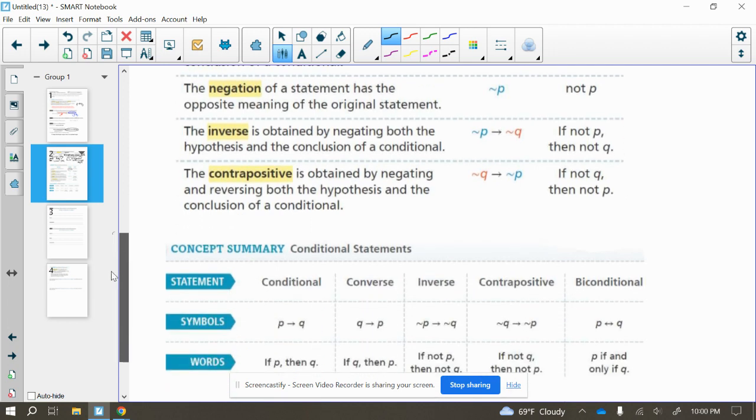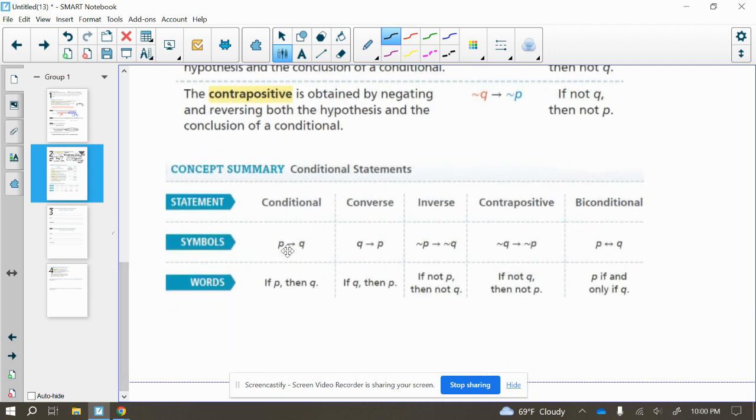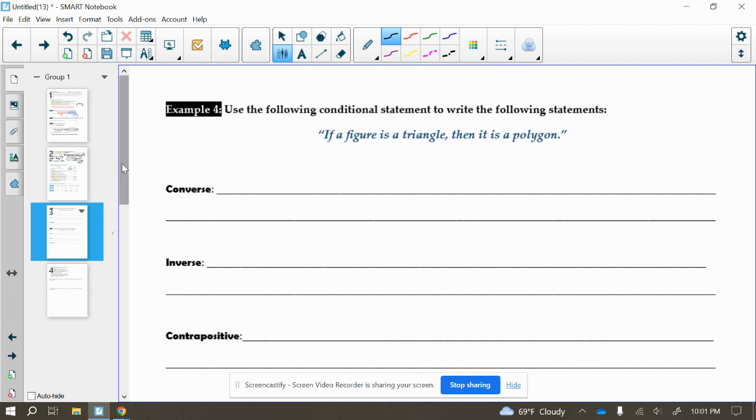So again, we see this chart with each one, showing what we're doing to our original P's and Q's. All right, so let's look at some examples. Our original statement is: if a figure is a triangle, which is our hypothesis, then it is a polygon, which is our conclusion. And we want to say, what is the converse, the inverse, and the contrapositive?